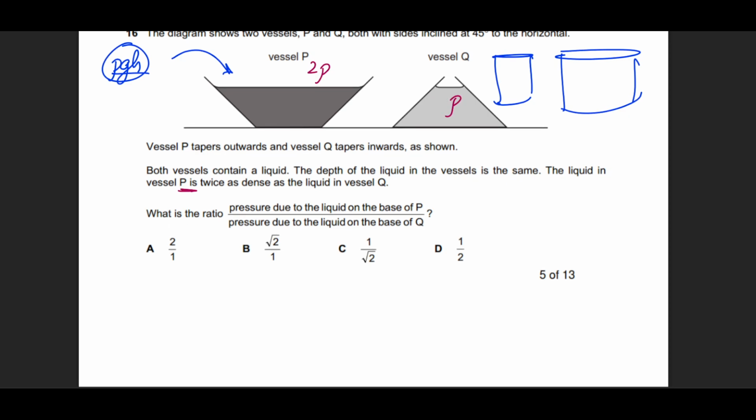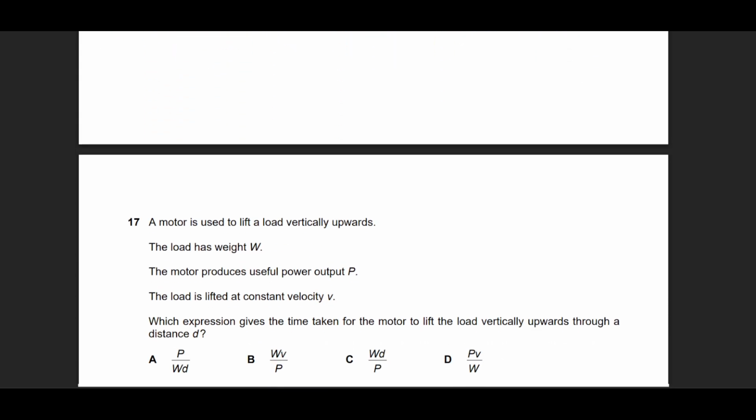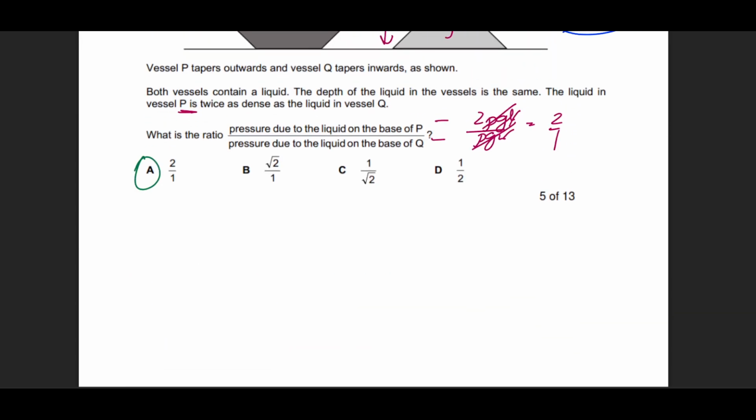Comparing the pressures, P with Q, no issues at all. Rho G H, rho G H. Rho G H will cancel, so it is 2:1. And he says that the height or the depth at least is the same. So even H cancels out. Okay, all right. So we understand that it's going to be option A at least.